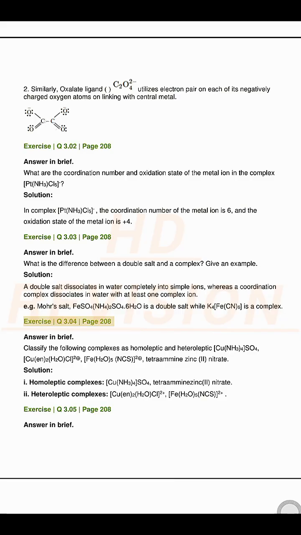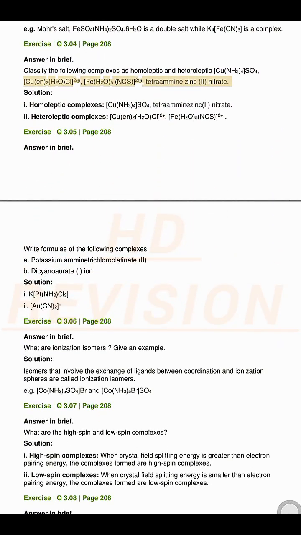Exercise Q3.04, page 208. Answer in brief. Classify the following complexes as homoleptic and heteroleptic: [Cu(NH3)4]SO4, [Cu(en)2(H2O)Cl]2+, [Fe(H2O)5NCS]2+, tetraamminezinc(II) nitrate. Solution. I. Homoleptic complexes. [Cu(NH3)4]SO4, tetraamminezinc(II) nitrate. II. Heteroleptic complexes. [Cu(en)2(H2O)Cl]2+, [Fe(H2O)5NCS]2+.